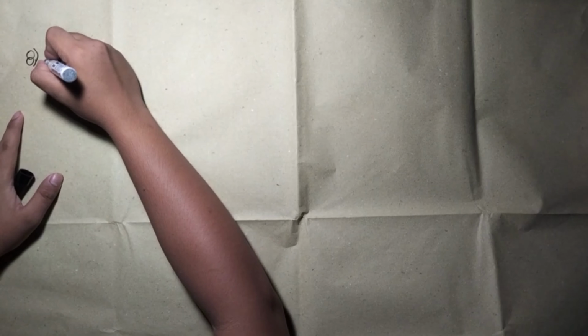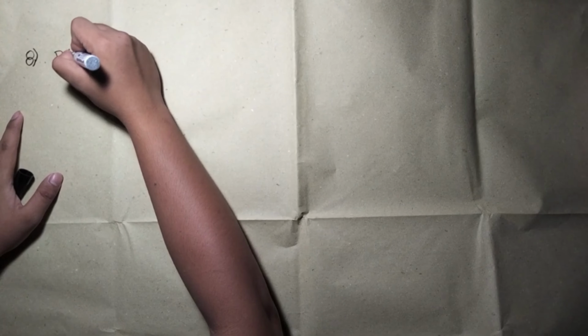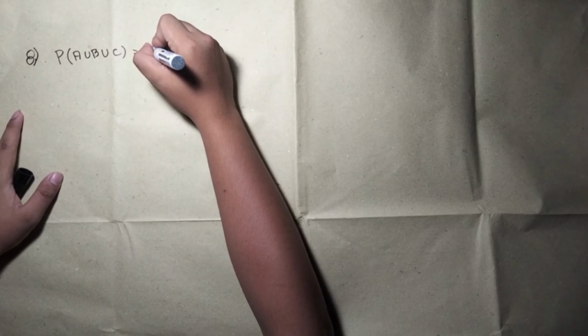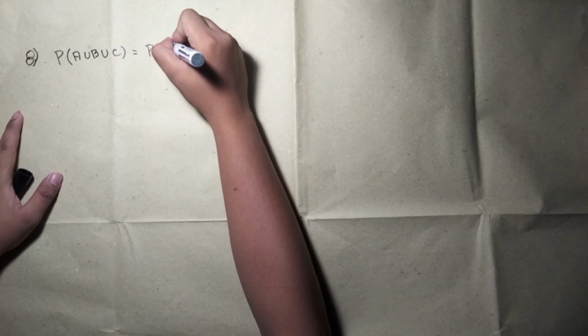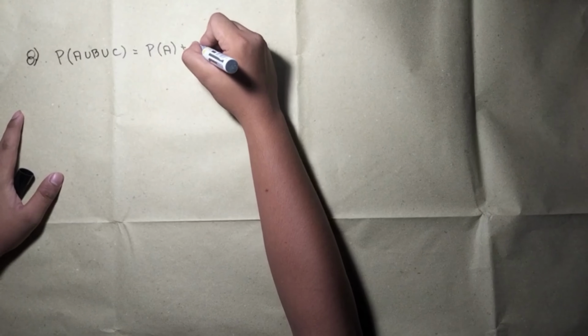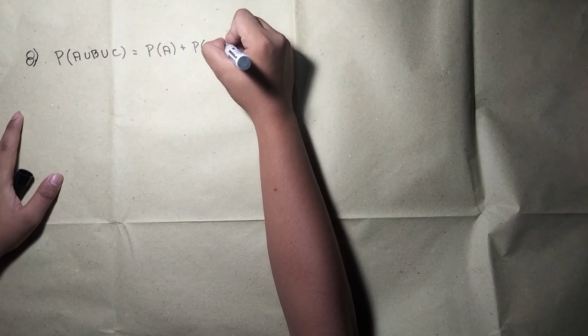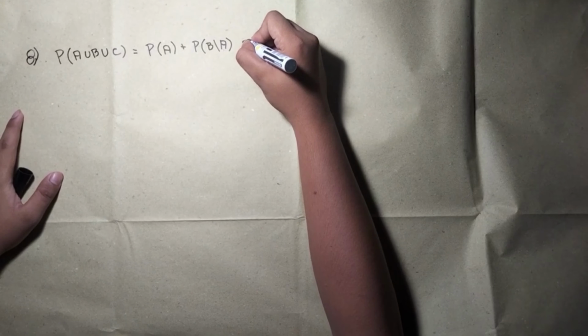Next is the probability of A union B union C happening is equal to the probability of A plus the probability of B happening without A plus the probability of C happening without A or B. This approach adds 3 events by carefully excluding previous overlaps, avoiding overcounting by subtracting overlaps progressively.